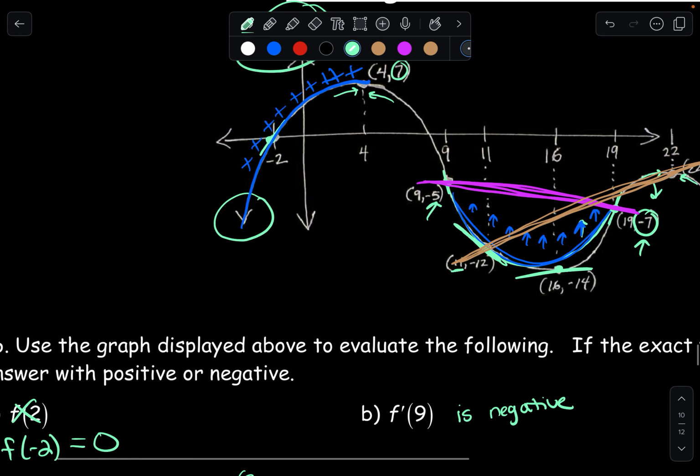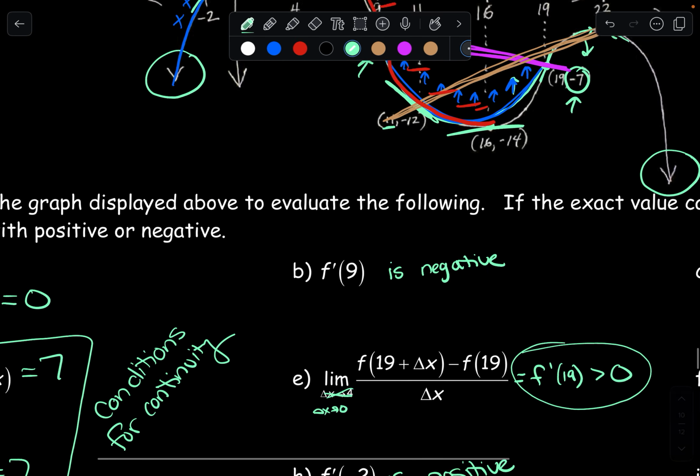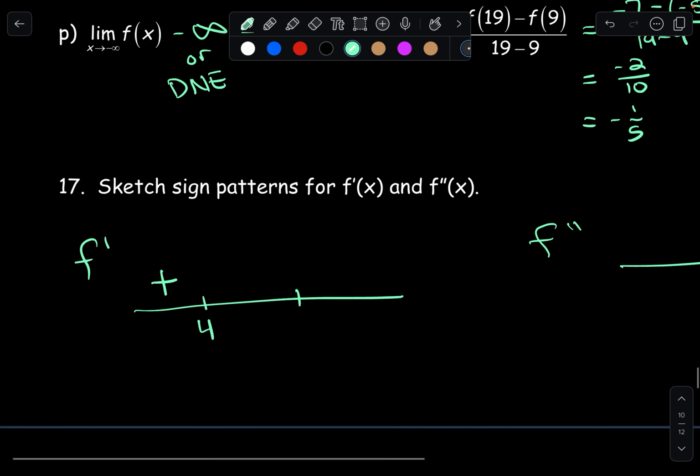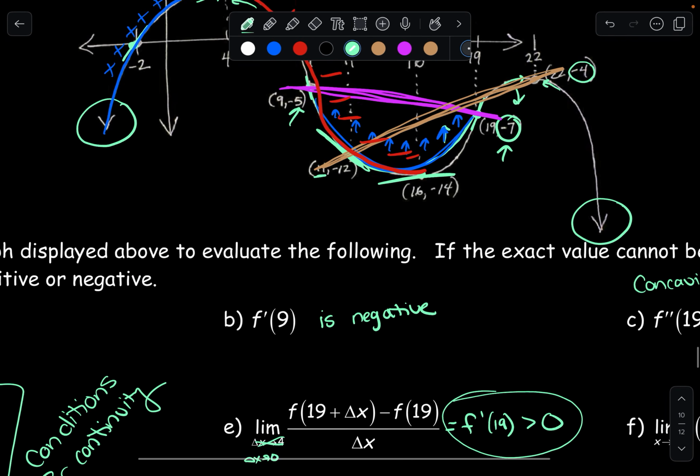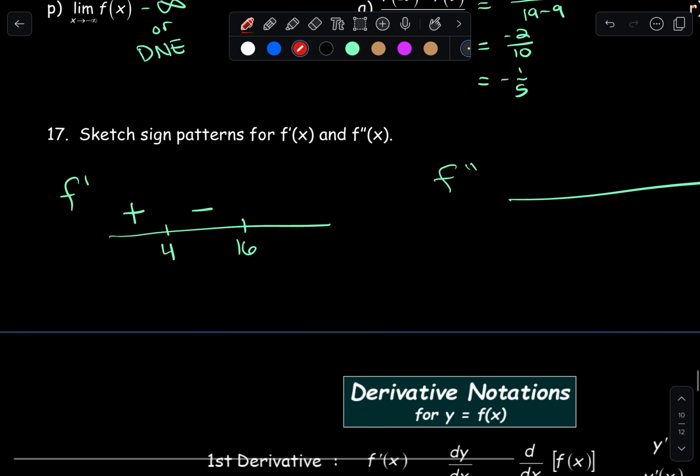As we continue on, we change. This is a maximum, so we are going to change from increasing to decreasing, and it's going to decrease all the way to 16. Okay, so from 4 to 16, our function is decreasing, therefore the slope is negative. The next stop, we will be increasing from 16 to 22, and then we will finish off by decreasing from 22 to infinity. So I forgot, we'll add 22, and then it's decreasing.